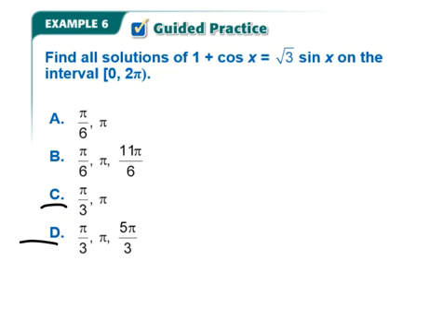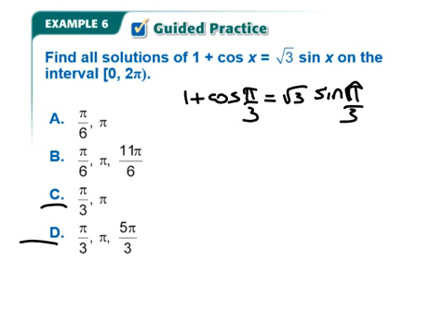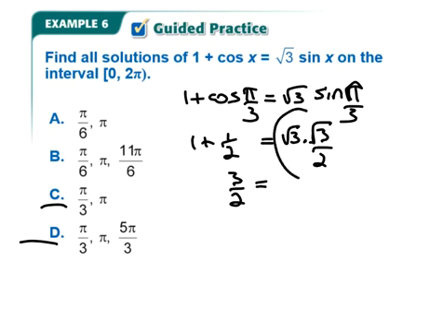So 1 plus the cosine of pi over 3, which is our first one, equals root 3 times the sine of pi over 3. Okay, so I'm going to look at my unit circle. What's the cosine of pi over 3? It is 1/2. So 1 plus 1/2. And then root 3, and what's the sine of pi over 3? Well, the sine of pi over 3 is root 3 over 2. So this will be 3/2 when we add it together. And when they multiply these two together, it becomes 3 over 2. So that checks. Yay! So we know pi over 3 works.